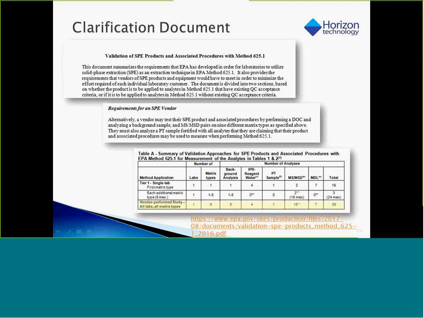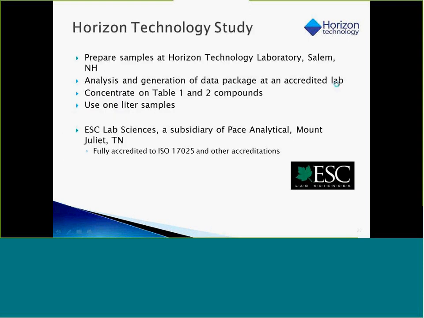So you can see the part that's yellow here, vendor performed study, all labs, all matrix types, and that's what Horizon Technology set out to do. We prepared the samples at the Horizon Technology Laboratory in Salem, New Hampshire, and worked with Environmental Science Corporation, Lab Sciences, a subsidiary of Pace Analytical. We worked with them for analysis and generation of the data package. They're an accredited laboratory and are much more familiar with generating data packages than we would ever be. We concentrated on Table 1 and Table 2 compounds, and we used 1 liter samples.